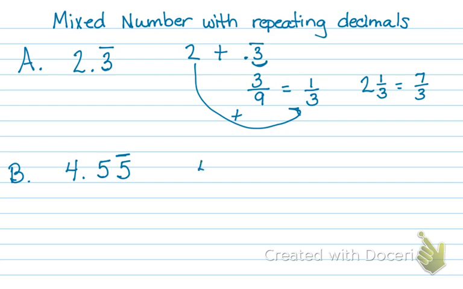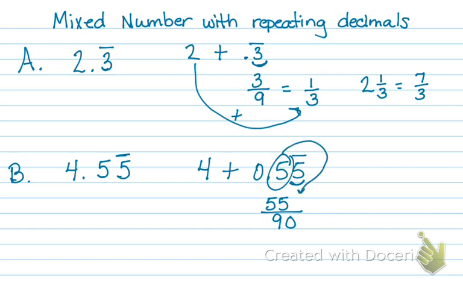We have a 4 plus 0.5 with the 5 repeating. We'll leave 4 alone. We're going to look at just how to do the repeating. Well, there's one digit that's repeating, so we put one 9, and one digit that's not repeating, so we add a 0. We write then what is given, 55, and we take away the piece that was not repeating. So we end up with 50/90.